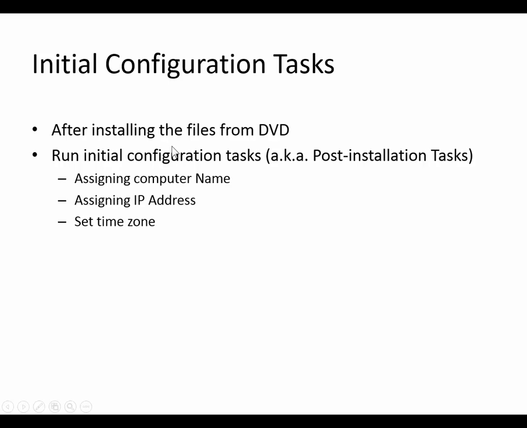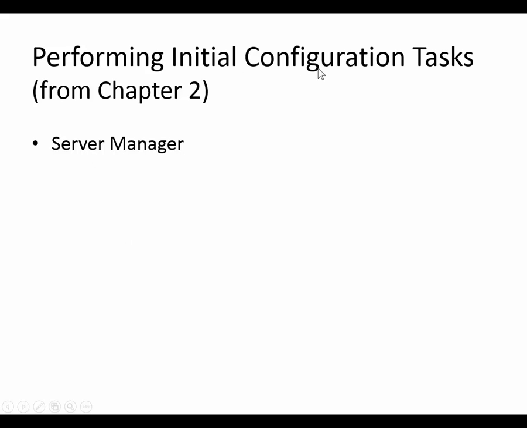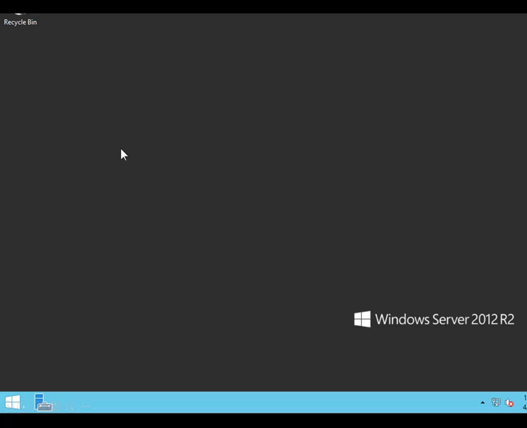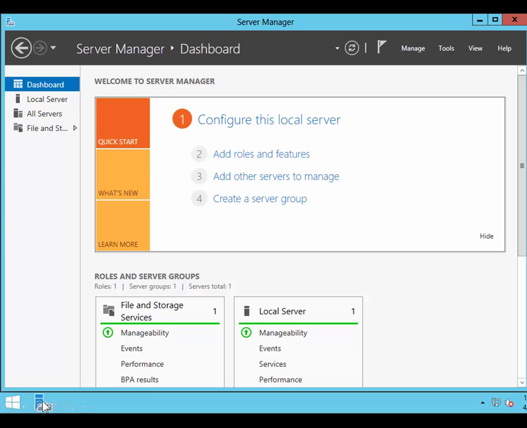So after copying all the files from the DVD to the hard disk and then rebooting, I run initial configuration tasks, and this is also known as post-installation tasks, where I assign a computer name, I assign an IP address, and I set the time zone. So, to perform the initial configuration tasks, and this is also mentioned in Chapter 2, I go into Server Manager. I go to the taskbar on the bottom left, and I select Server Manager.